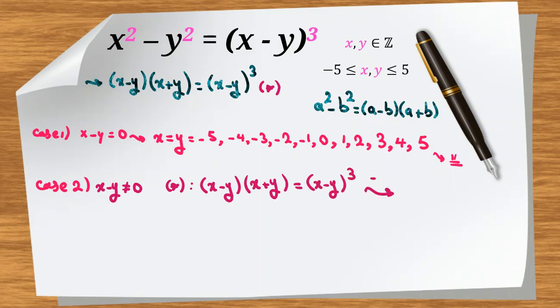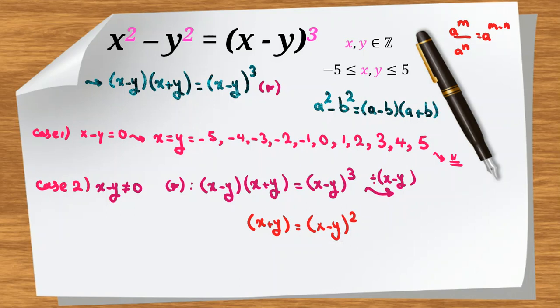Now we divide both sides by x minus y. On the left hand side, x minus y will be cancelled, leaving x plus y, and the right hand side will be (x minus y) squared. Why (x minus y) squared? Because (x minus y) cubed over (x minus y) follows the rule a to the m over a to the n equals a to the m minus n. So if you divide by x minus y, it will be (x minus y) to the power of 3 minus 1, which is 2.